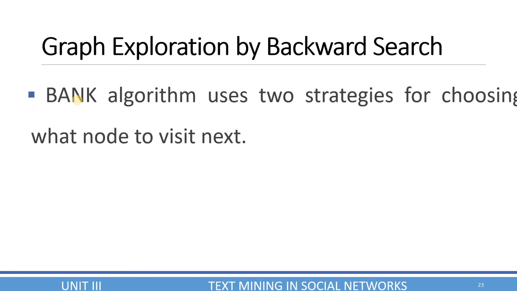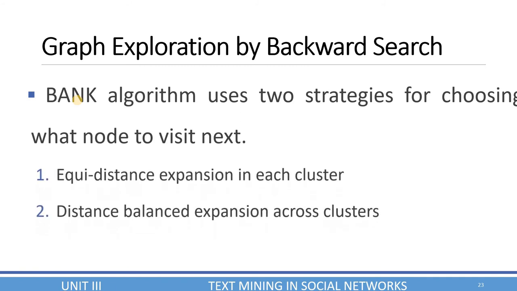The BANKS algorithm uses two strategies for choosing what node to visit next. It uses equidistance expansion in each cluster, and the second technique is distance balance expansion across the clusters. Equidistance means that during the exploration, it always chooses the shortest path to explore the next node to visit. Whereas in distance balance across the clusters, it tries to balance the distance across the multiple clusters.